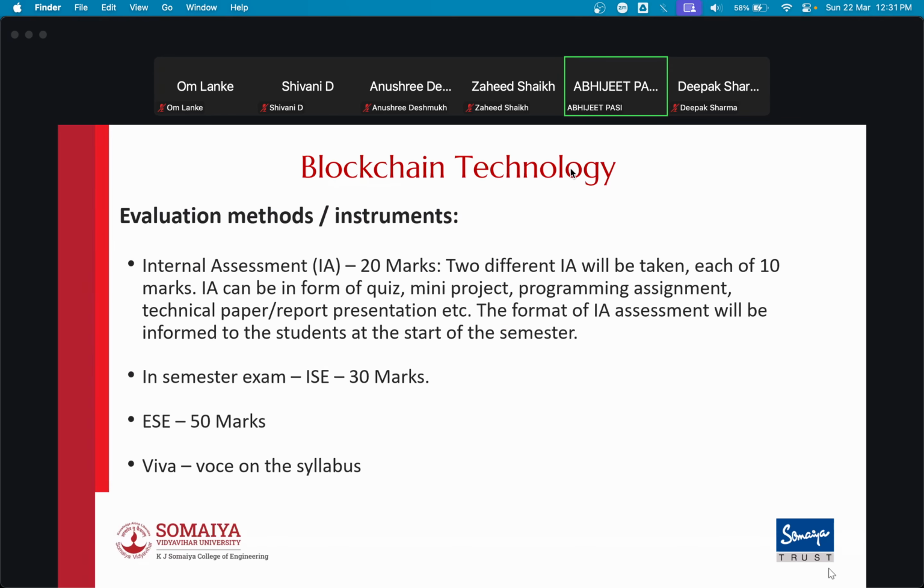When it comes to the evaluation method, we have discussed this. There will be two IAs of 10 marks each, and then 30 marks of ISE examination. ESE will be of 50 marks. We may have the viva voce on the syllabus.